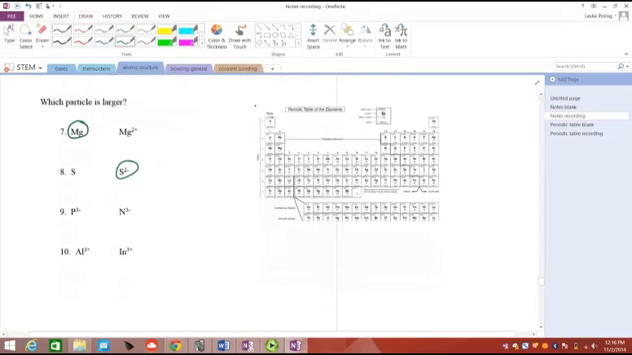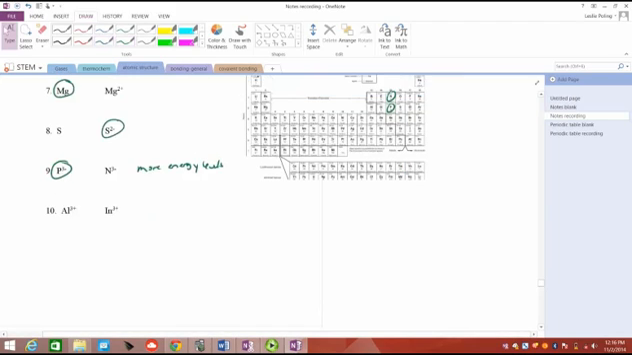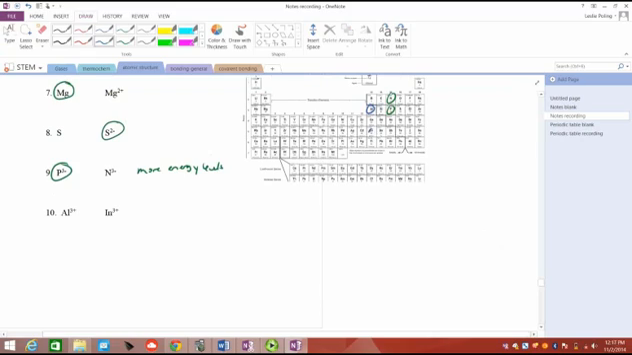Now when we're comparing phosphide and nitride ions, phosphide is going to be bigger because of more energy levels. When we compare aluminum and indium ions, indium is going to be bigger because of more energy levels.